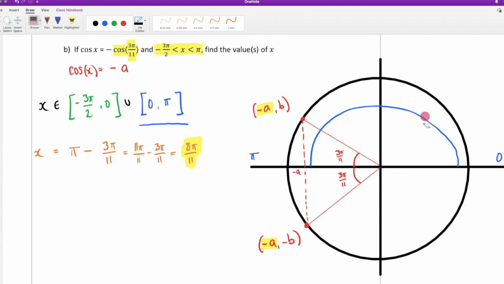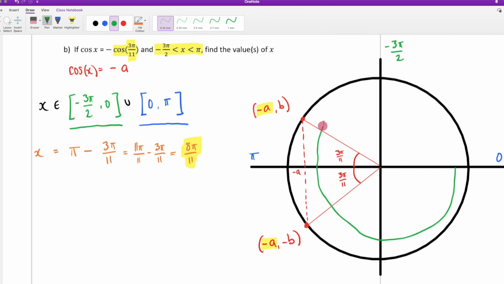So that means I'm going to have to look at my second section of my domain. So this one right here. Now, we're going to be going backwards. So we're going to be working clockwise. So just think of it as opposite as before. So now this right here, that's going to be negative 3 pi on 2. So it's going to be all the way, all the way here. That's what it's going to look like. So this is where my angles can exist for the second part of my domain.